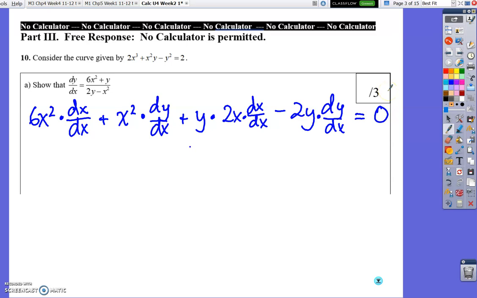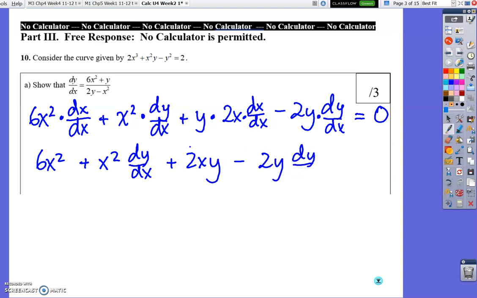And so there's my problem. I'm going to clean it up a little bit. I've got 6x squared plus x squared dy dx plus 2xy minus 2y dy dx. The dx dx is all making 1. Now, based on the fact that the 2y is positive over here and the x squared is negative, I'm going to go ahead and move these to the other side of the equation.